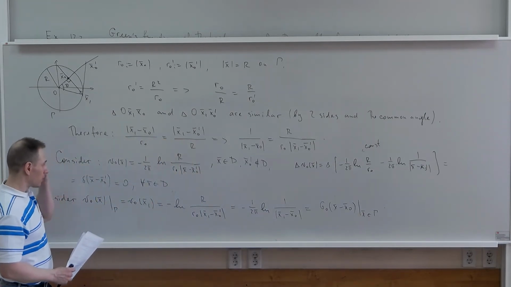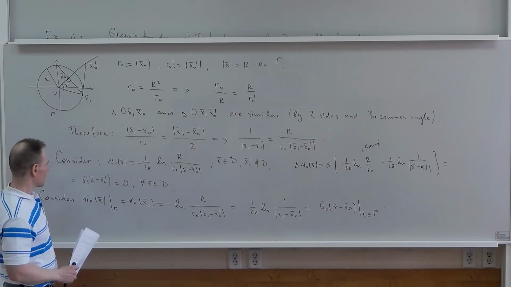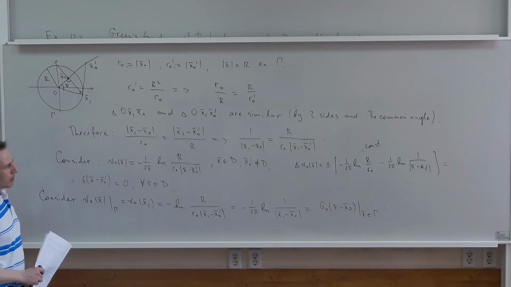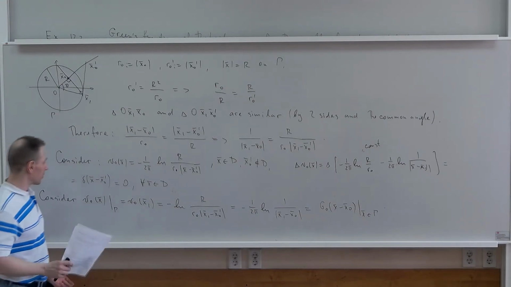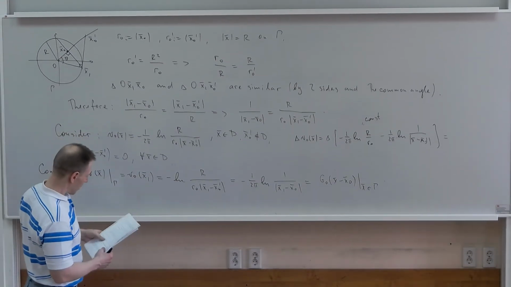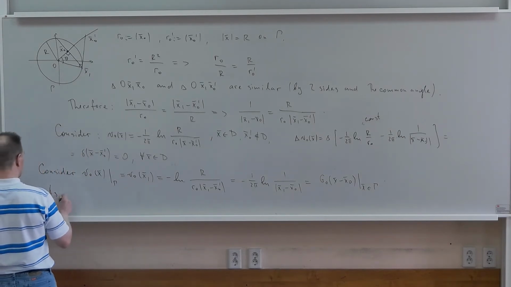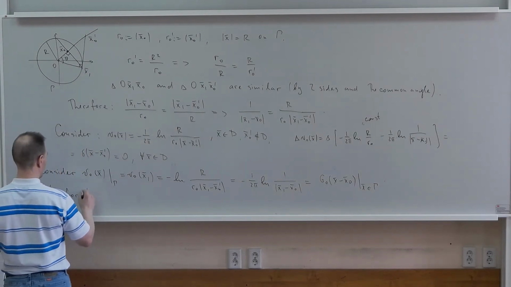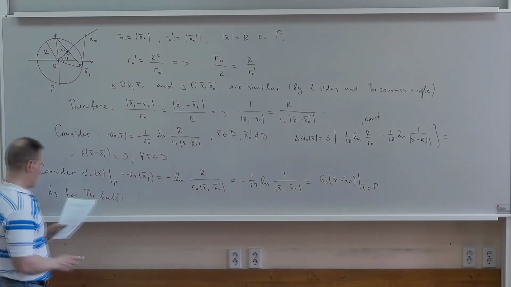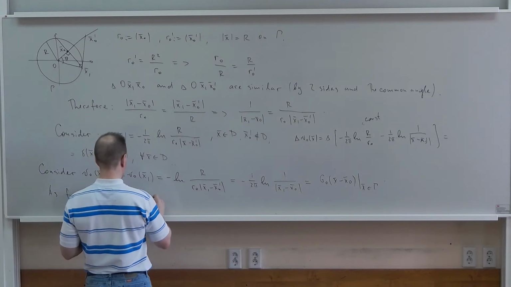Thus, we obtained the Green's function for the Dirichlet problem with the boundary gamma, and gamma is the circle in the plane. As for the ball, we have the following Green's function.